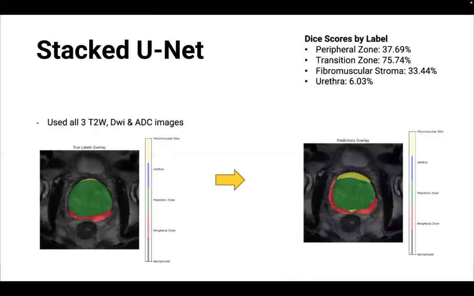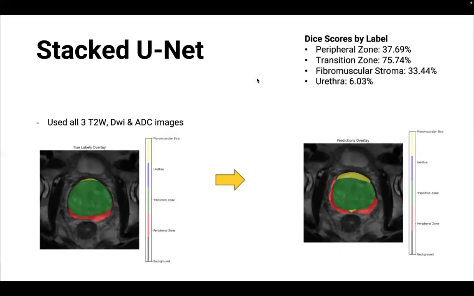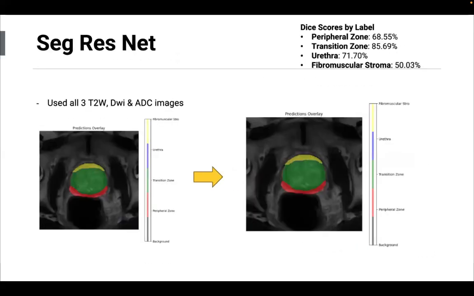So not too great. We decided to keep going, and we trained again a different model, the stack UNet, as said earlier. This seemed to work much better. We ended up getting 37% for the peripheral zone, and you can see the rest: 75 for transition, 33 for fibromuscular stroma, 6 for urethra. Still not amazing, but if you look at the images, at least you see that they overlay for the most part. I forgot to mention that for the basic UNet we only use the T2W images, while for the stack UNet we use all three and stack those. Finally, we made a SegResNet model which outshined by far.